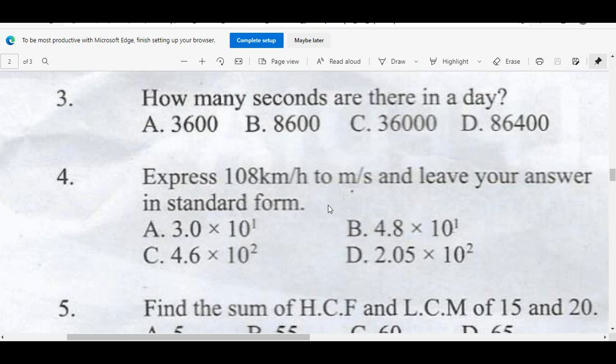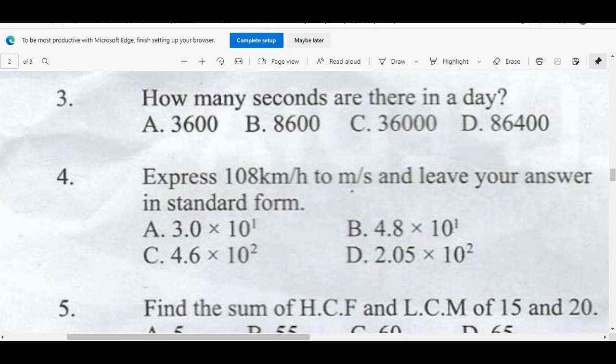Number 4: express 108 kilometers per hour to meters per second and leave your answer in standard form. Have you written it? Read it one more time.